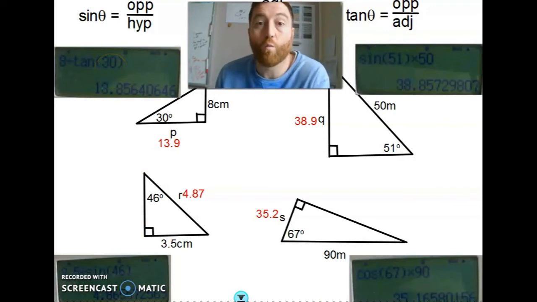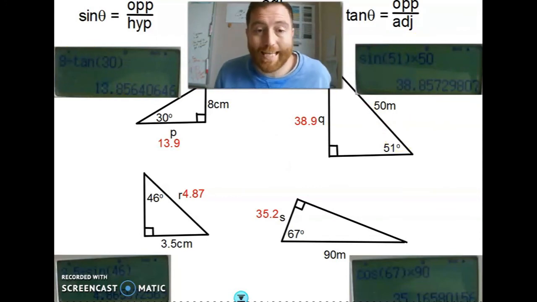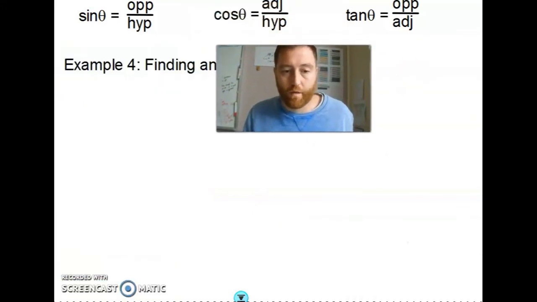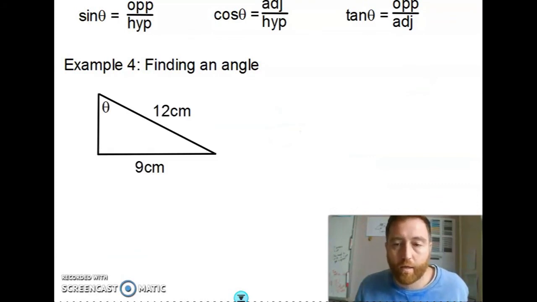Alright, on we go. We've got one more thing to do now. So we found lengths with some dividing, some multiplying. There's one more thing that you might have to do, and that's to find an angle. Okay, so finding an angle using trigonometry. First steps are the same.